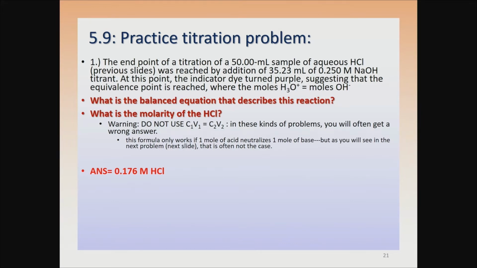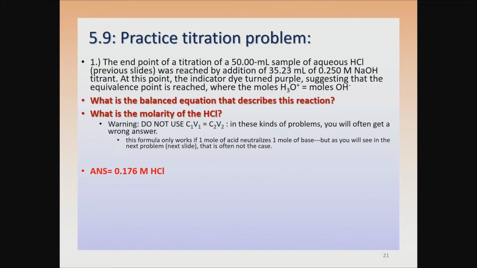So I have a problem here. It says the end point of a titration of a 50 milliliter sample of aqueous HCl, which is what we had in previous slides, was reached by addition of 35.23 milliliters of 0.250 molar NaOH titrant. At this point, the indicator dye turned purple, suggesting that the equivalence point is reached, where the moles of hydronium is equal to moles of hydroxide.